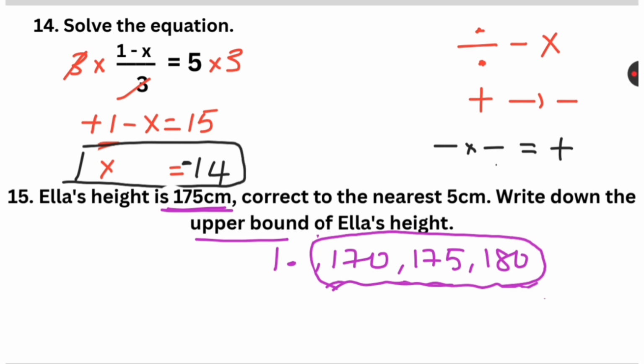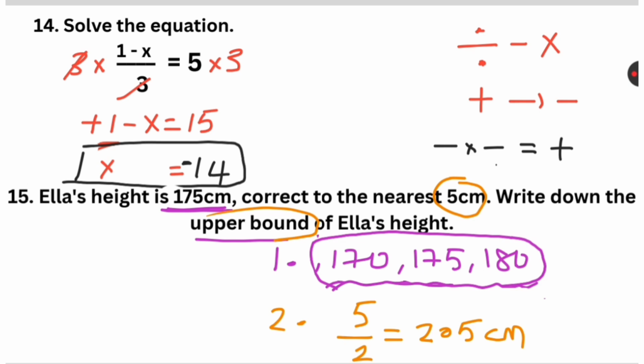The second step is to find the boundary. We take the degree of accuracy. So what is the degree of accuracy here? The given 5 centimeters. That is the degree of accuracy. We have to take that and split it into half. So 5 divided by 2, which is 2.5 centimeters.